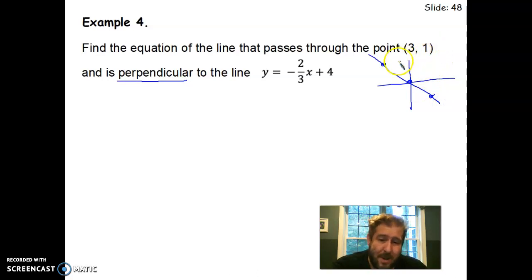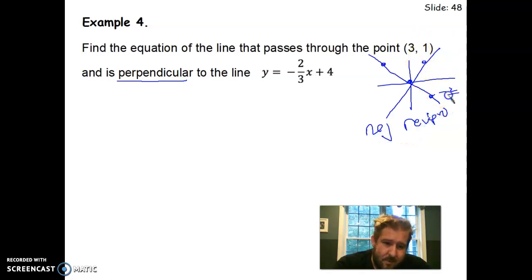Now, what would be perpendicular to that? Well, that would be up 3, right 2. Well, that happens to be the negative reciprocal. So if this is negative 2/3, then this would have to be positive 3/2. So basically, you have to take the slope and flip it. That's the reciprocal. But then also change it to the opposite. If it's negative, make it positive, or if positive, make it negative. So we know that m is going to be positive 3/2 because 2/3 flipped is 3/2, and since it was negative, it has to change to a positive.